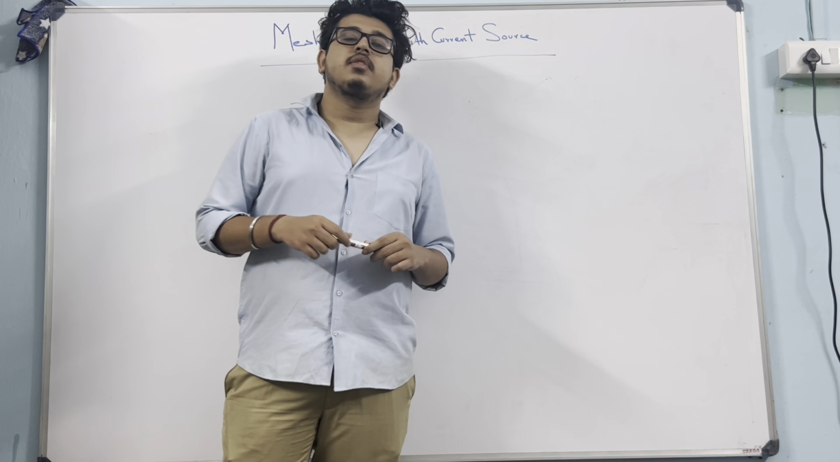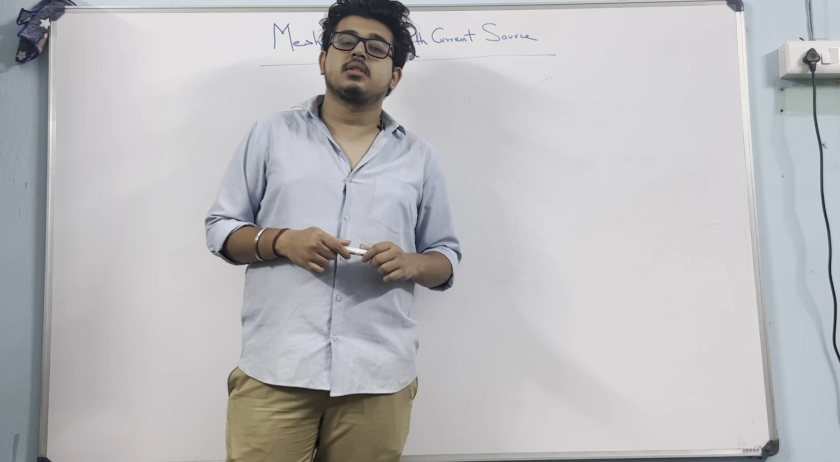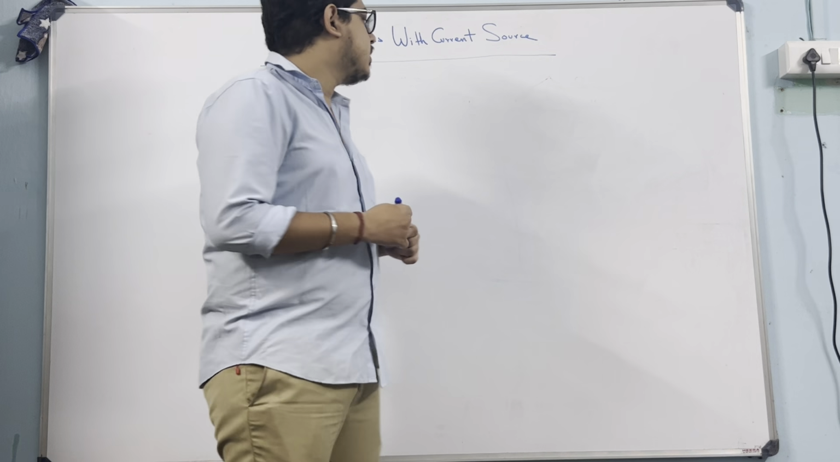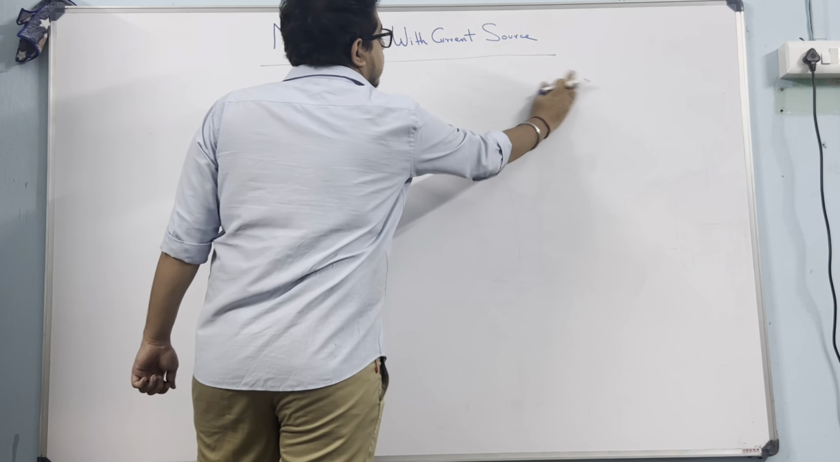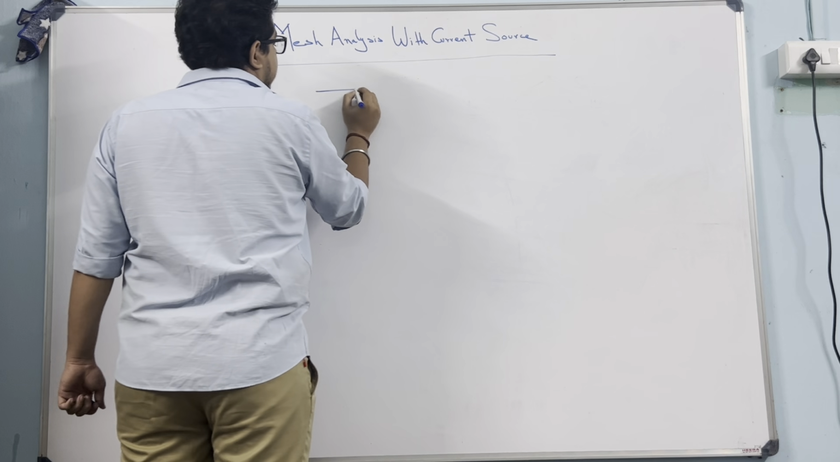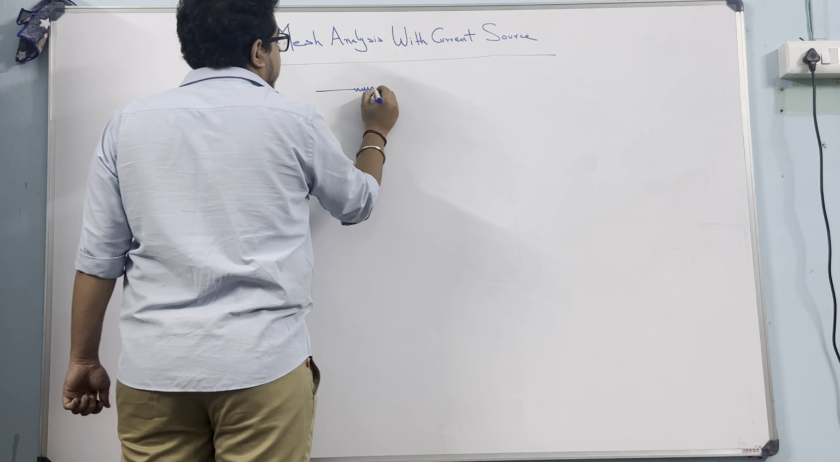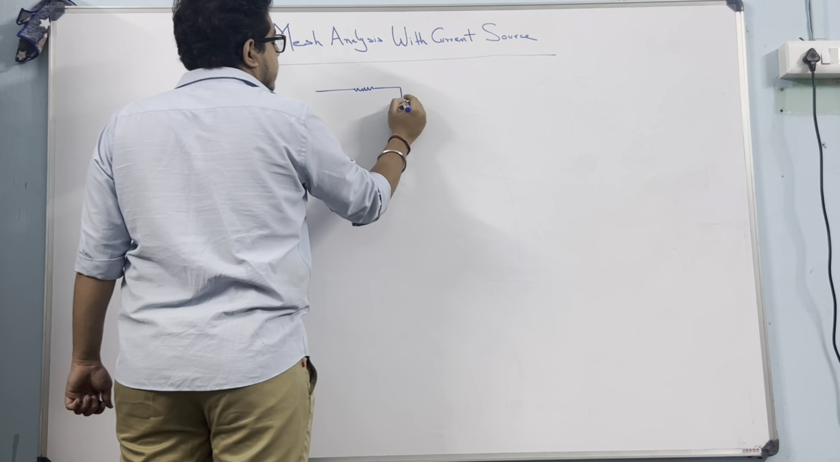So today we will be talking about mesh analysis when a current source is present in a mesh. Let us look at what a mesh is first. We'll also talk about the supermesh. We all know that to solve using KVL, we use mesh analysis. KVL is a law and we use mesh analysis.